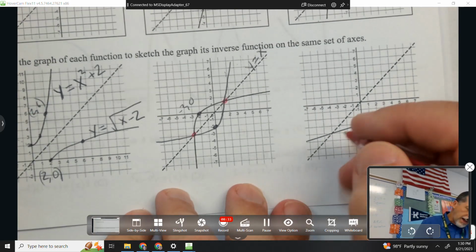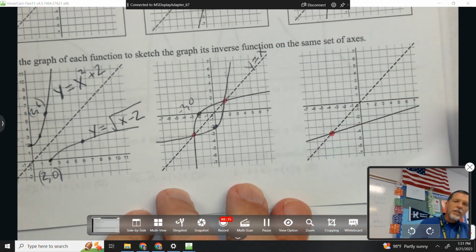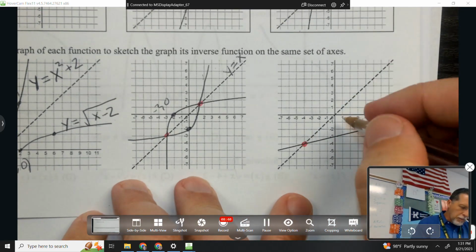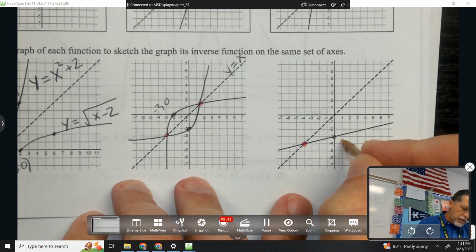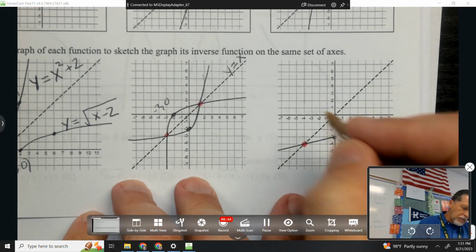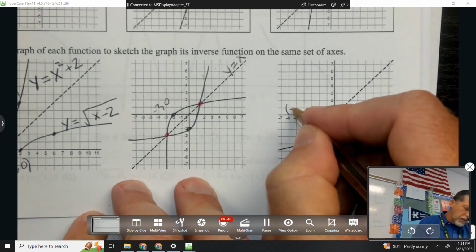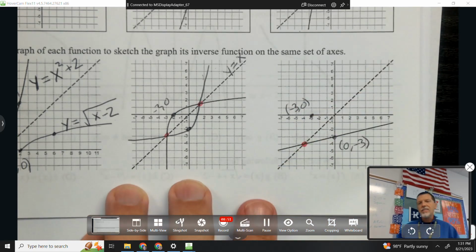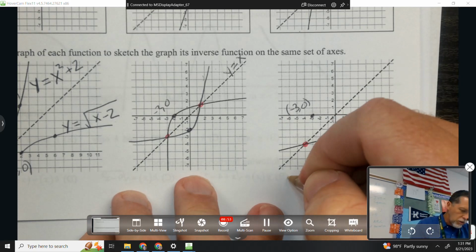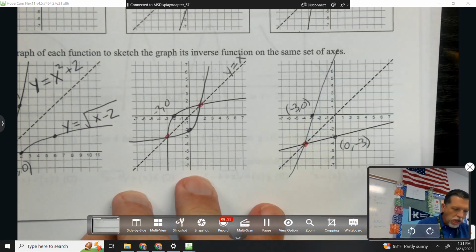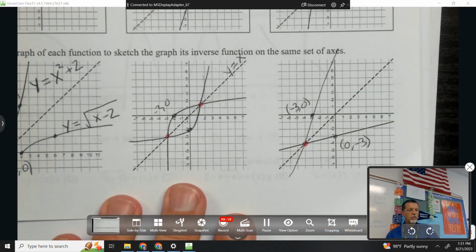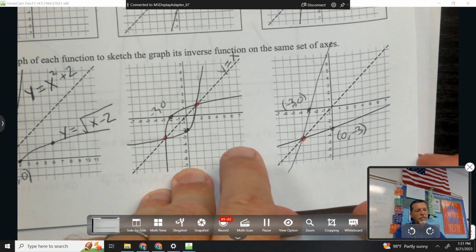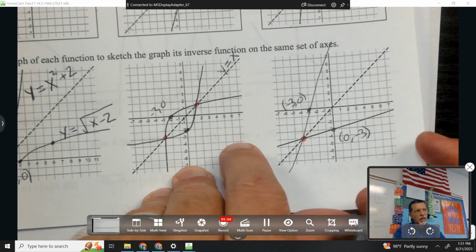And then the last one, again, the point on the reflection line is a free point. It's on both of them. And then pick some point that's easy enough to reflect, like 0, negative 3, which becomes negative 3, 0. And it's a straight line, so we shouldn't have to do any more than that. And now we've got a picture of inverse functions. They switch their x and y. Yes, sir.